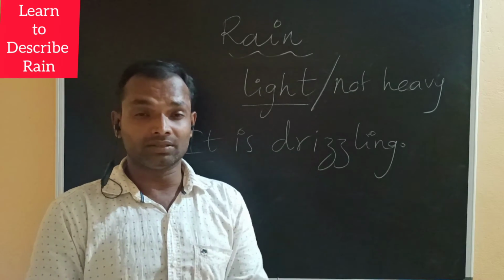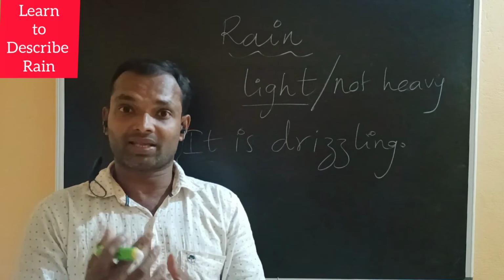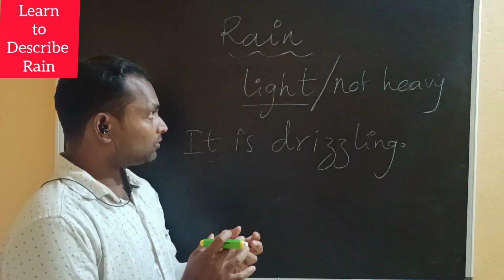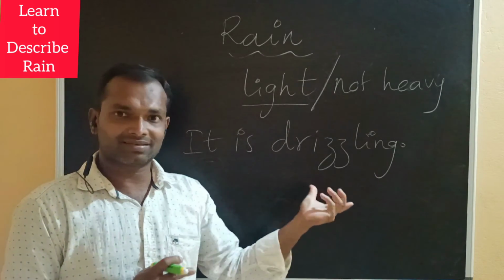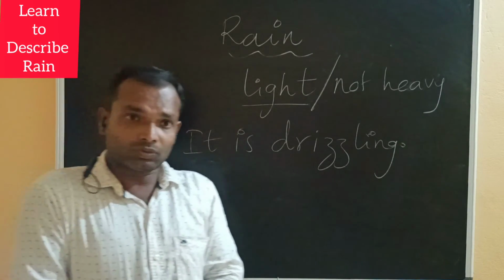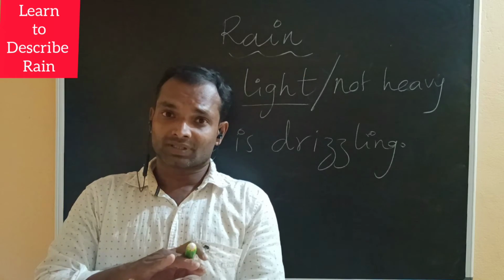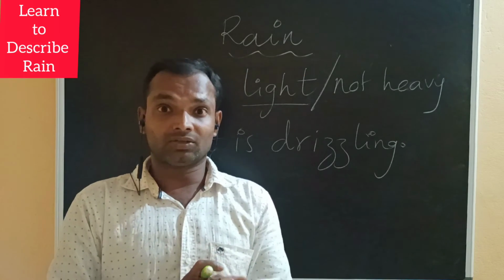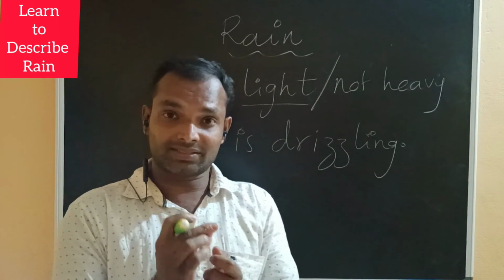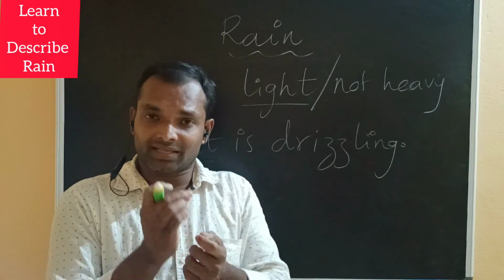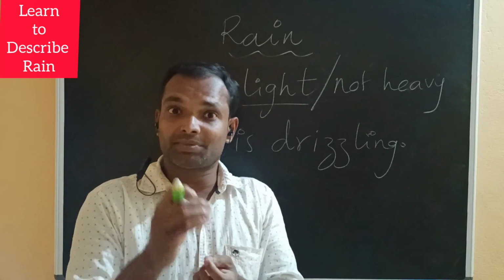To describe heavy rain, we have to use these three sentences. It is pouring, it is bucketing down, it is raining cats and dogs. And if you want to describe a light, not heavy rain, then you can use this word, it is drizzling. If you want to talk about rain that stops for some time, then starts to rain again, you can use the adjective intermittent. It is raining intermittently, means it rains for some time and stops for some time, then again it starts to rain.